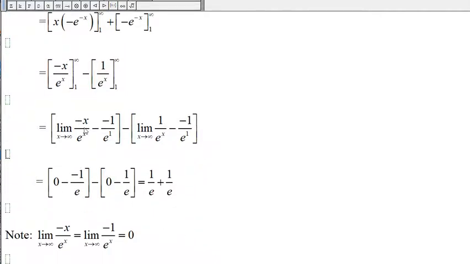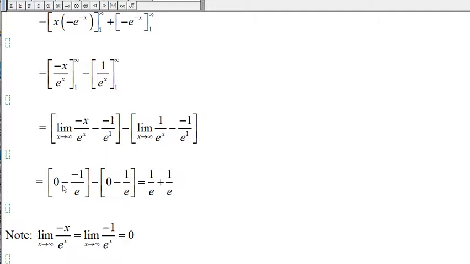The limit of negative x divided by e to the x as x approaches infinity, we get negative infinity over infinity. And so we can use L'Hopital's rule. So take the derivative of the top, we get negative 1, and then the derivative of e to the x is just e to the x. And then we get negative 1 divided by infinity, which is 0. So this will be 0.